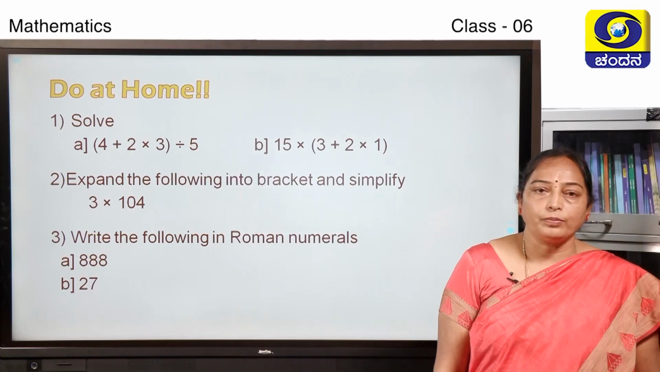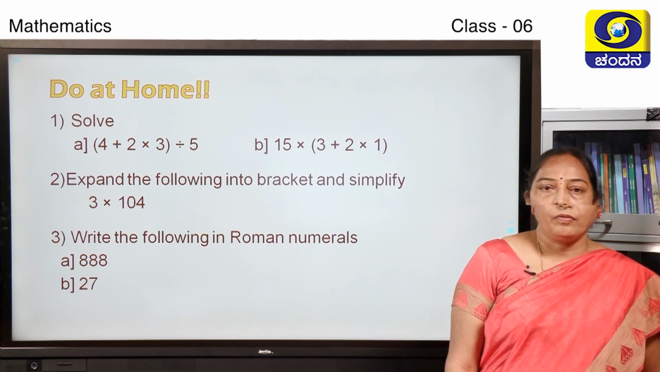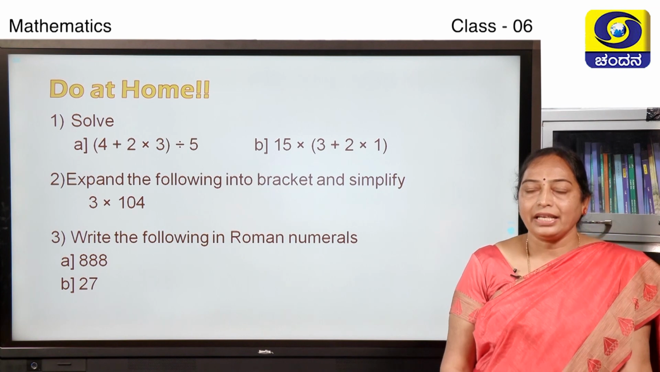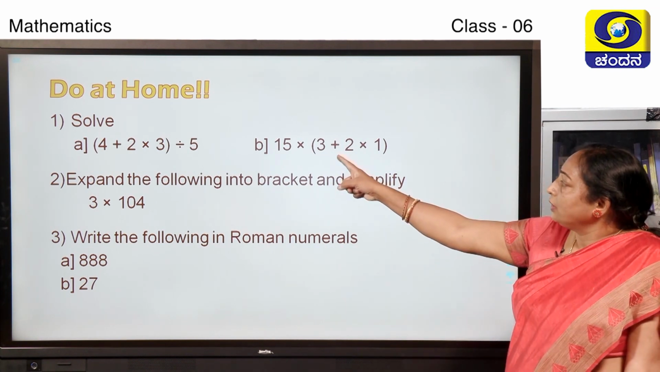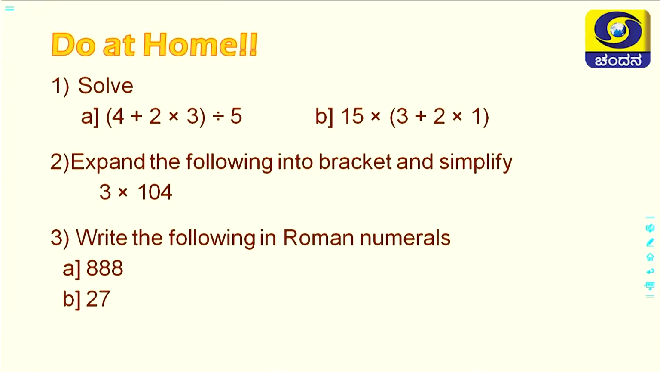Do at home. Okay, children. Solve. First one, 4 plus 2 into 3 divided by 5. Second one, 15 into 3 plus 2 into 1. Expand the following into brackets and simplify: 3 into 100, 4. Write the following in Roman numerals: 888 and 27. Try solving these problems.